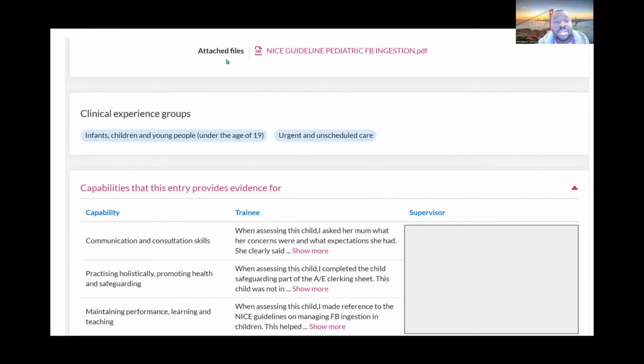So I attached an image of the NICE guideline on pediatric foreign body ingestion, how it's managed. I attached that because I made reference to that guideline while managing this patient with the consultant.